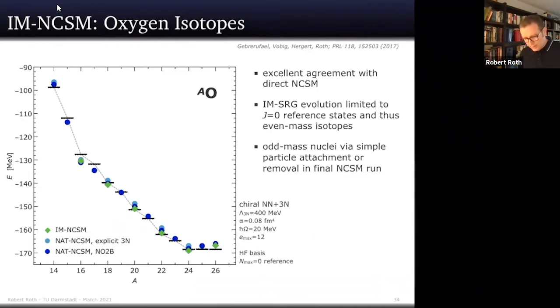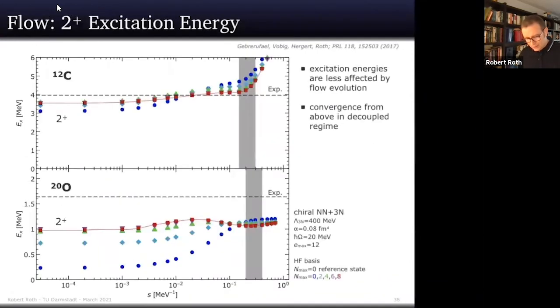Just to complete this here, in addition to ground state energies, since it is in the end an NCSM calculation, you can do the same analysis for excited states. So you can do these flow pictures also for the 2+ excitation energy in carbon 12. This is now just the difference between ground state and excitation energy. The colored symbols are again NCSM calculations for different Nmax with the in-medium SRG evolved Hamiltonians.